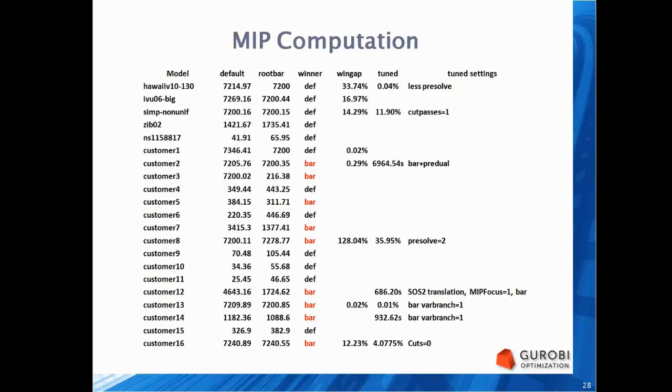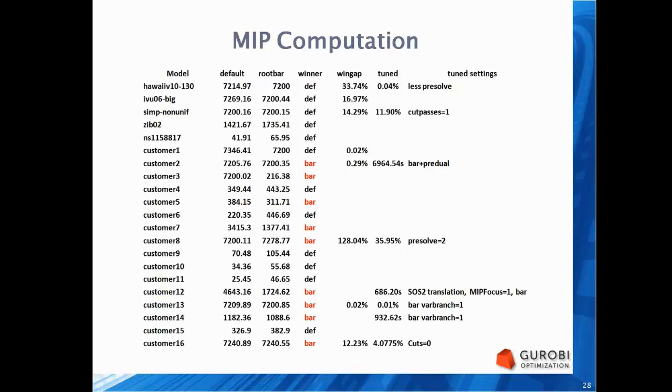Then if you tune and use less presolve, you are able to reduce the MIP gap in 2 hours significantly. Then if you look at customer model 2, both default and root bar hit the time limit, but if you look at the log, barrier is able to have a smaller MIP gap. Actually, dual hit the time limit solving the root relaxation.